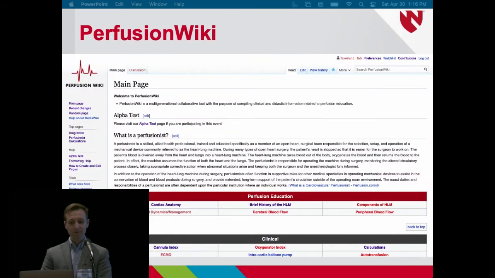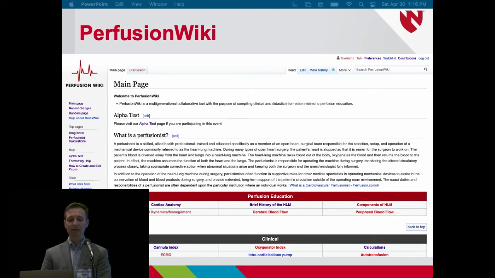So this is Perfusion Wiki. This is what we've created. This is the main page. It's just a screenshot of it though. If you go to www.unmcperfusionwiki.org, you can go to this website today and kind of check out what we have. There's still a lot more that we'd like to add. There's only kind of the bare bones of information. There's so much out there in perfusion and so much that needs to be added.